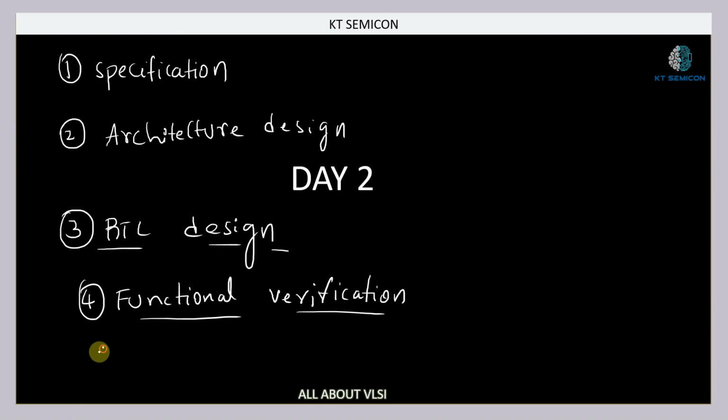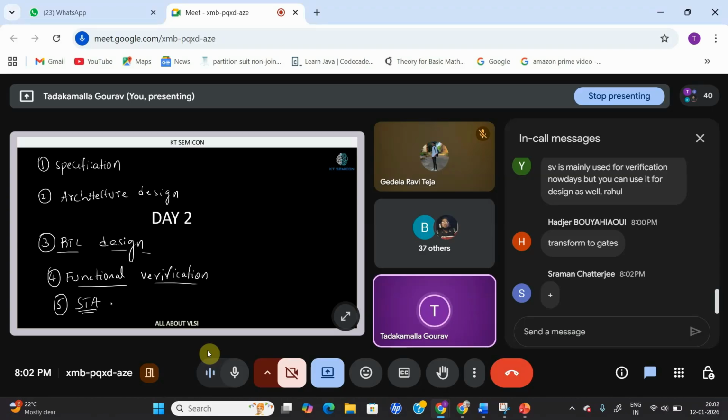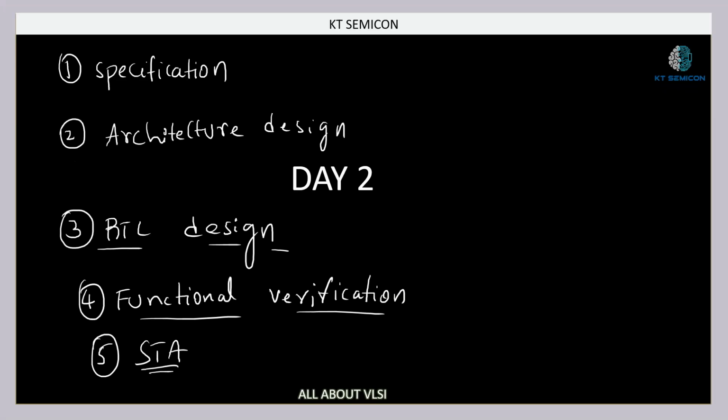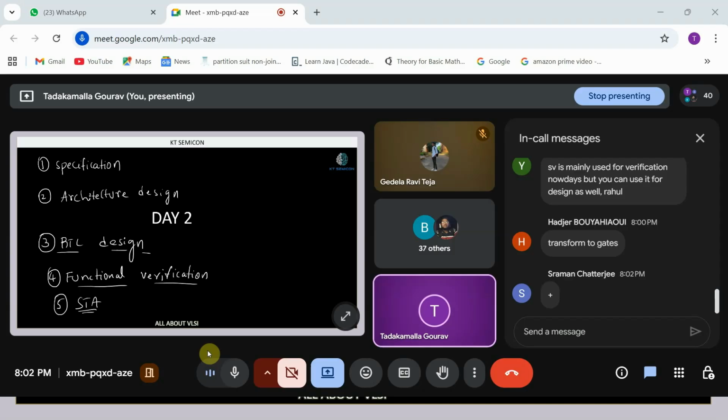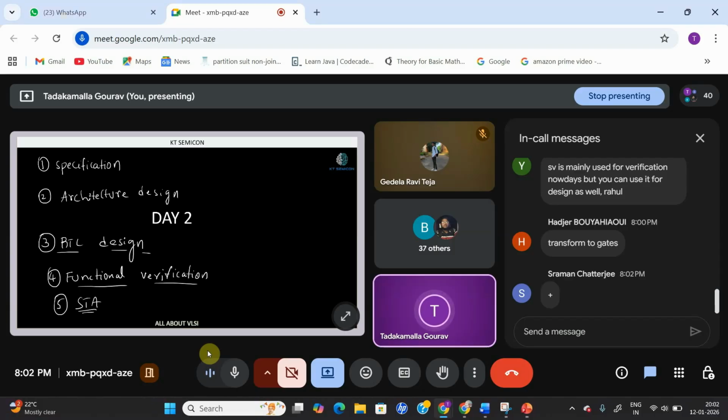Let me write down here. You can include your STA over here. Okay, so this is how you are going to perform your ASIC design flow. So I hope this example is a little bit easier to understand.